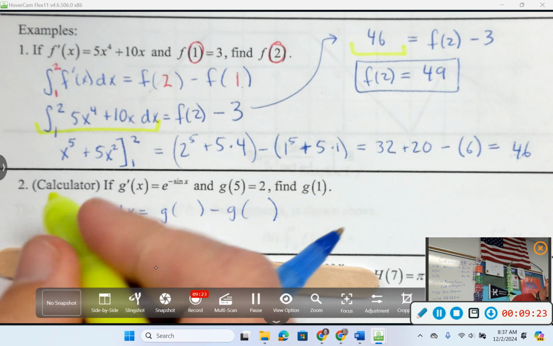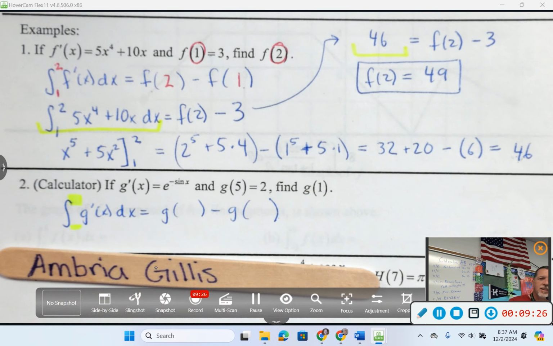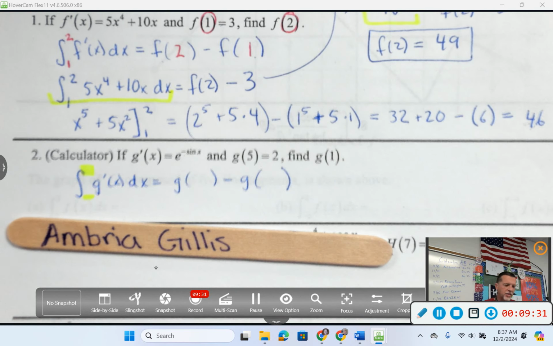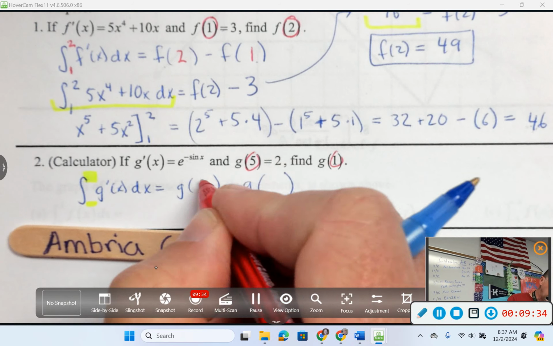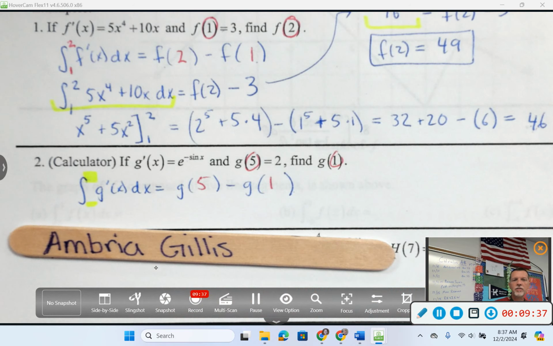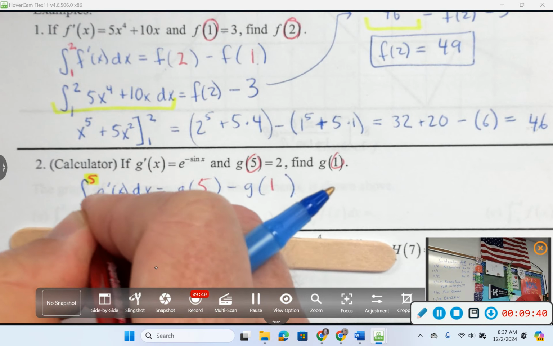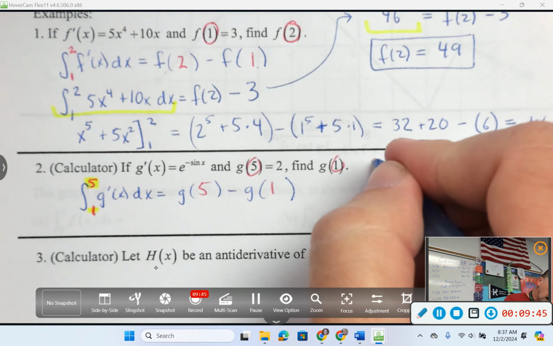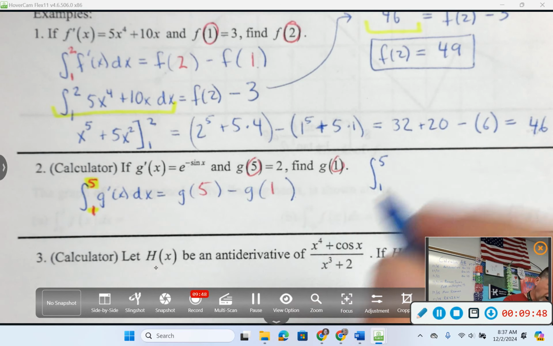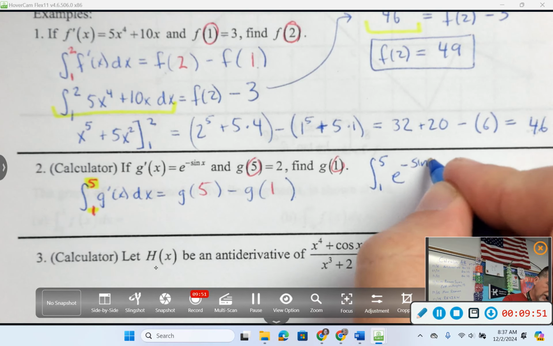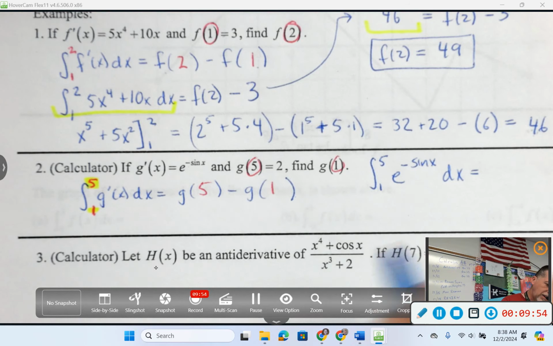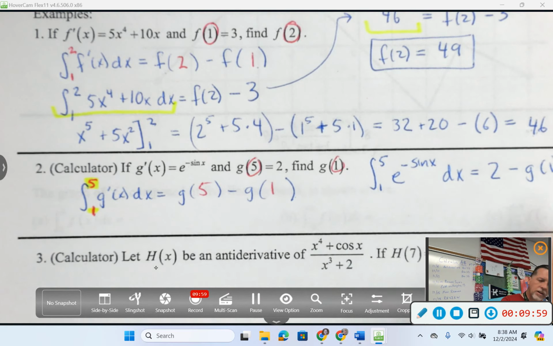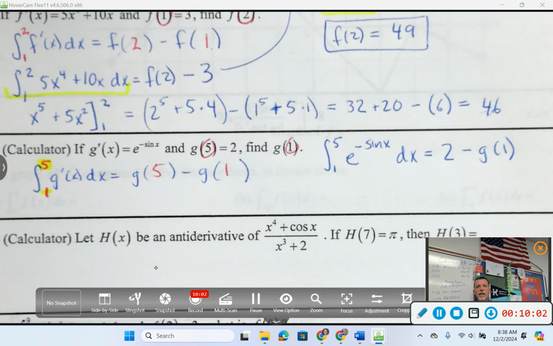Amber, what do you think we should use for our limits? 5 and 1, because those are the things we know and are looking for. It would almost be better to plug them in here first, which means we need those as our limits. So the antiderivative from 1 to 5 of e to the negative sine x dx equals g of 5, which we know, minus g of 1, which we don't know.